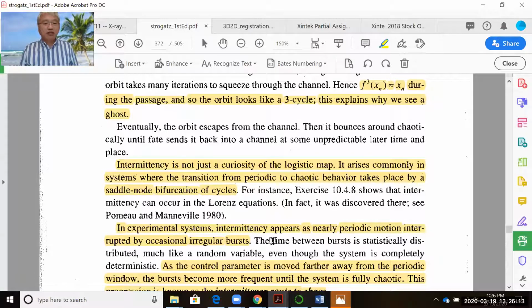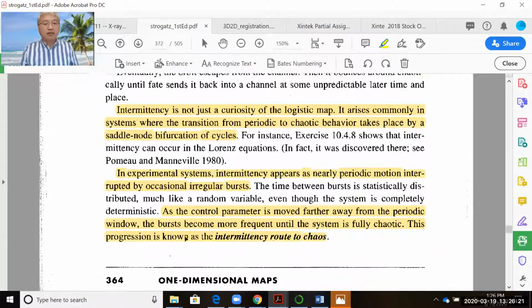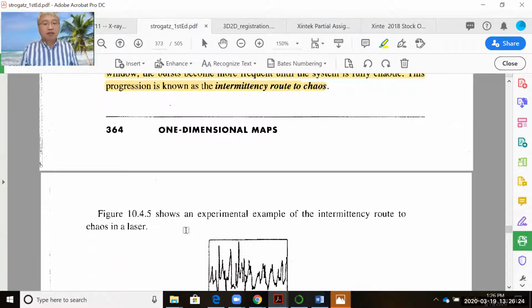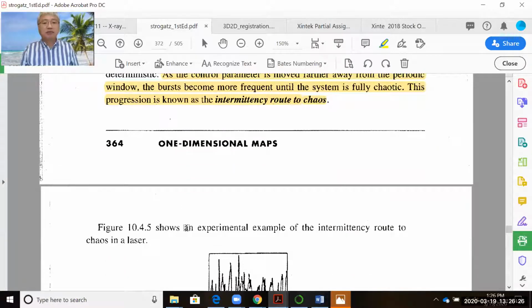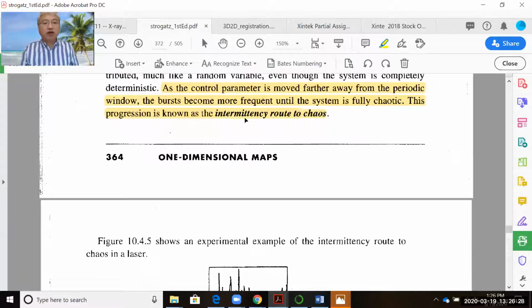Now, experimentally, in fact, intermittency is often observed. Intermittency appears as nearly periodic motion, interrupted occasionally by irregular fast bursts. In fact, people have done laser experiments. This particular route to chaos is called the intermittency route to chaos.